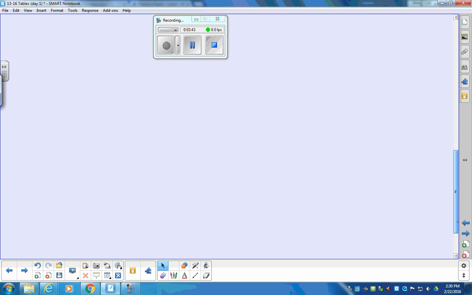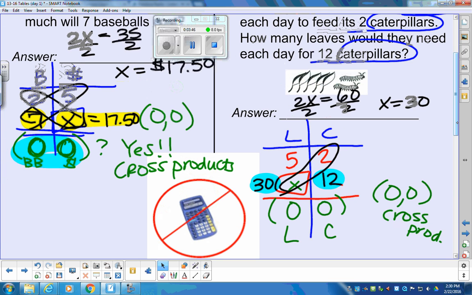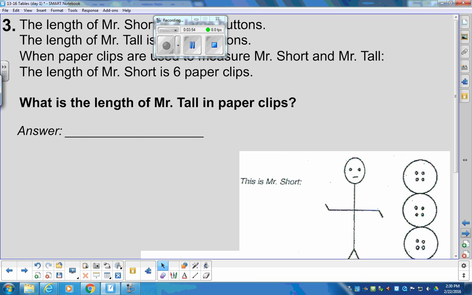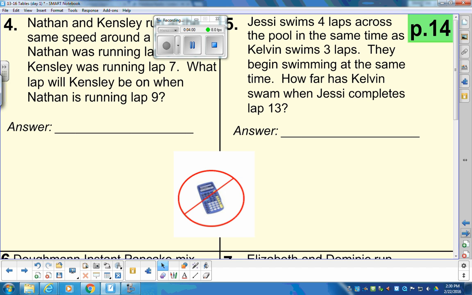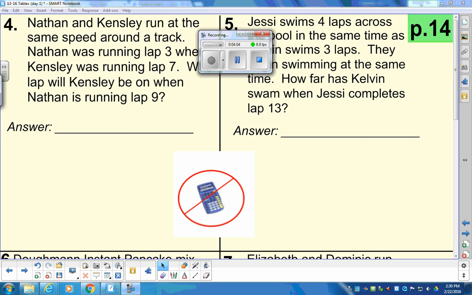Okay, so those are the first 2 examples of setting up proportional relationships. Both of them allow us to go to cross products, back to 7th grade math. I'm actually going to have you skip number 3. I'm not really a super big fan of that question, so you don't have to do number 3 at all. Going to number 4. I'm on page 14, number 4.